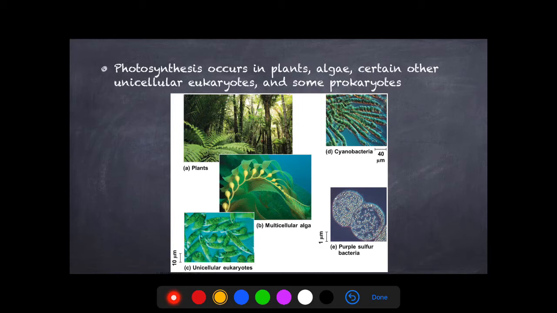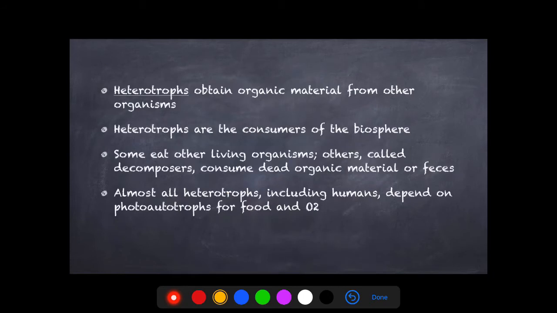Photosynthesis can occur in plants, algae, and other unicellular eukaryotes and some prokaryotes. So these are just examples of organisms that are able to do photosynthesis on their own and therefore sustain themselves without the help of anything else, unlike us humans, who are so high maintenance that we need a ton of help from other things.